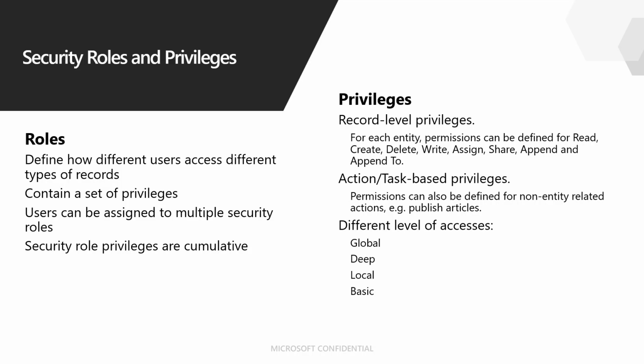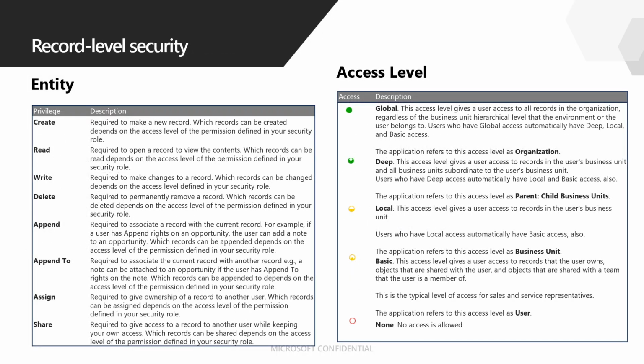Privileges: there are record level privileges, so the level of access, what you can do to a particular record. And then there are action or task-based privileges, so what you can do with non-entity related permissions. Can you publish articles, or do things? It's what you can do, privileges. And there are different levels of access: global, deep, local and basic, and we'll cover those in a second.